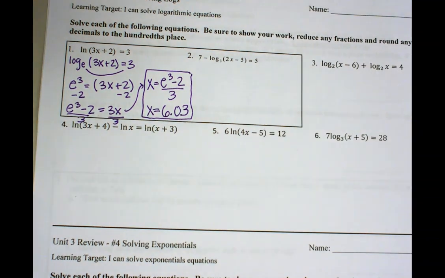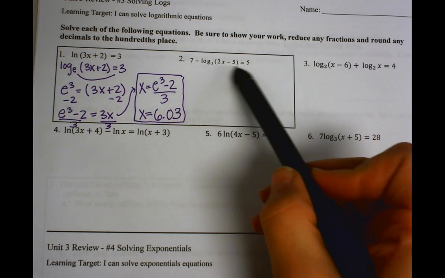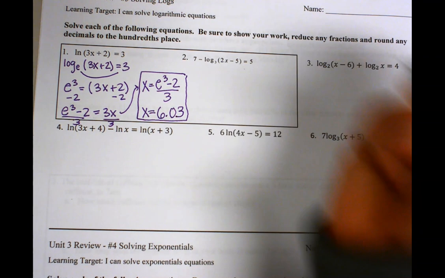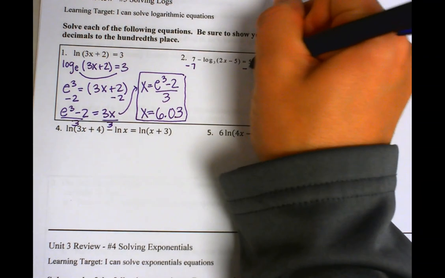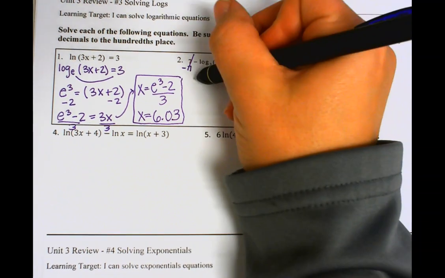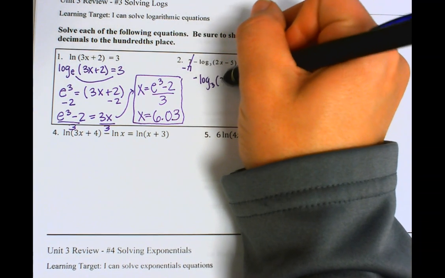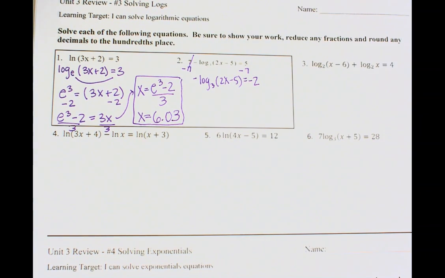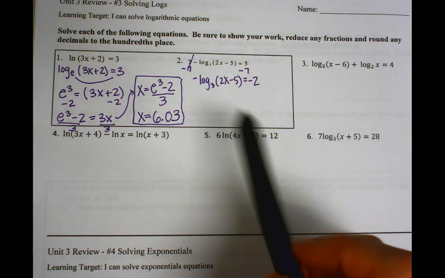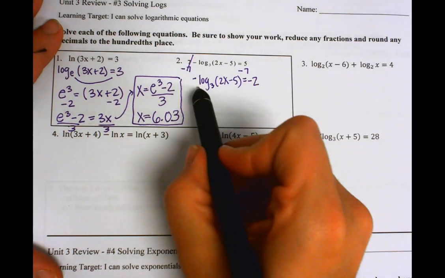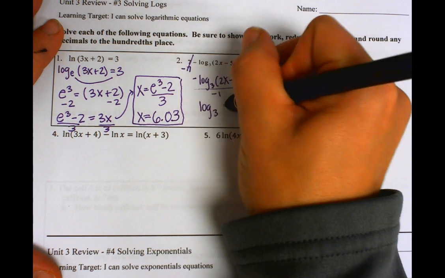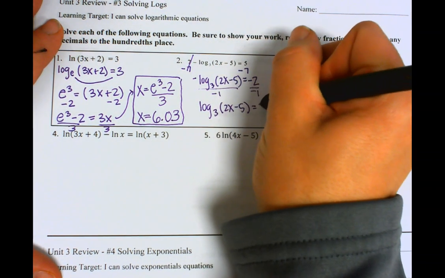All right, good. Before we can rewrite it, we've got to have the log by itself. In this problem, I need to get rid of the stuff that's next to the log, so I'm going to start by subtracting 7 from both sides. Then I have negative log base 3 of 2x minus 5 equals negative 2. Technically, this log is still not by itself because of that negative out in front, so I'm going to divide both sides by negative 1. Then I have log base 3 of 2x minus 5 equals positive 2.